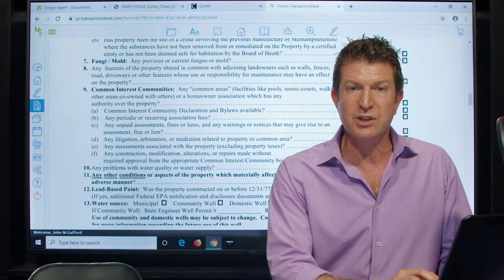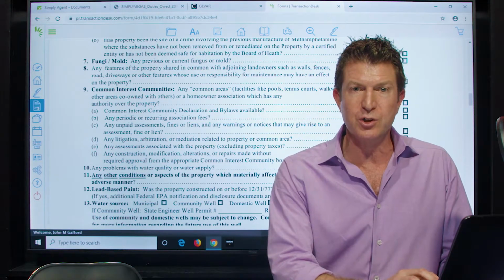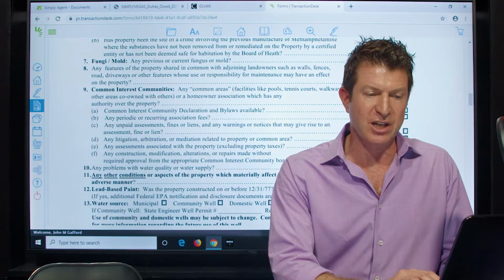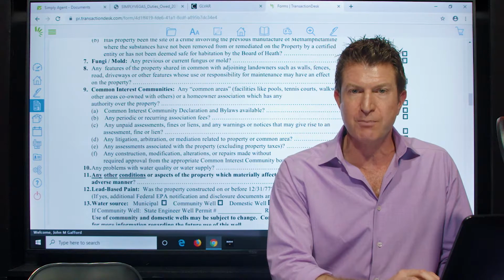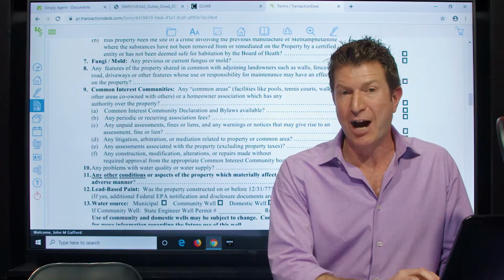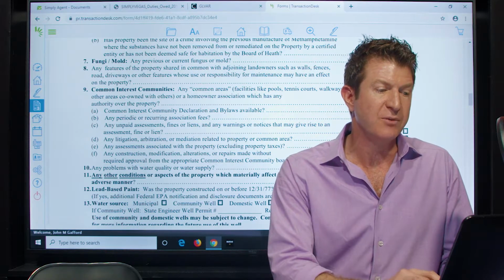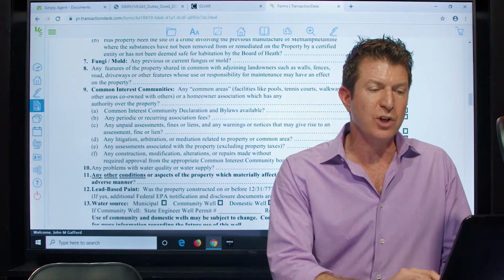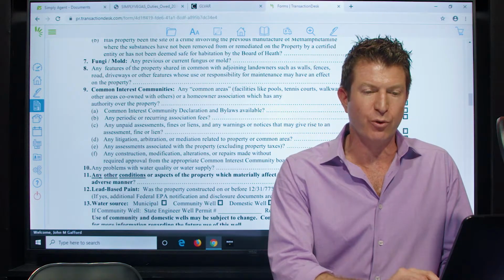And again, when we go to the next page of this form, your seller is going to explain exactly what that is. If there's an association fee, it's a very simple answer to the question. And then on the next page, they write on there how much the association fee is. Any unpaid assessments or fines, and any warnings or notices that give rise to an assessment, fine, or lien.